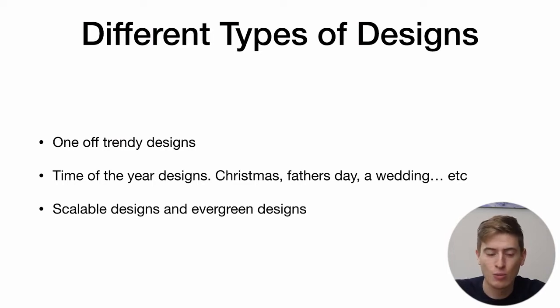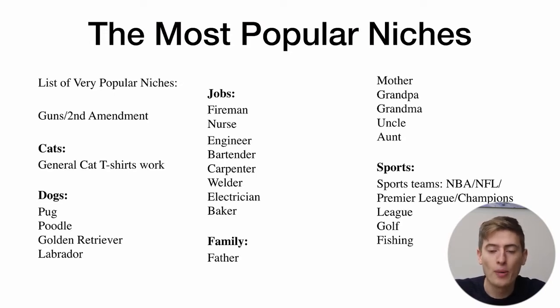Does that make sense? I made a lot more money from all of my scalable designs than I did just from that one Father's Day design. The most popular niches. So here's a list of some very popular niches. You can take a screenshot of this if you want. You've got guns and the Second Amendment.